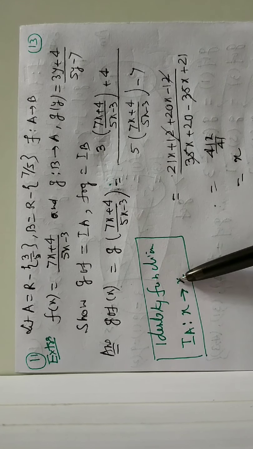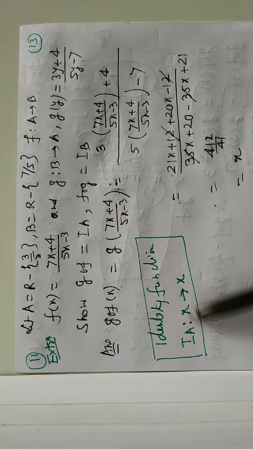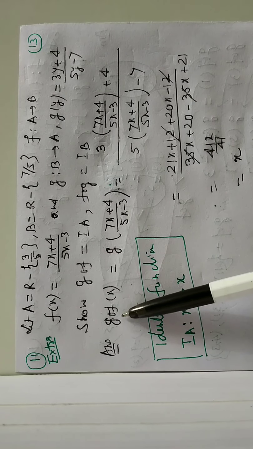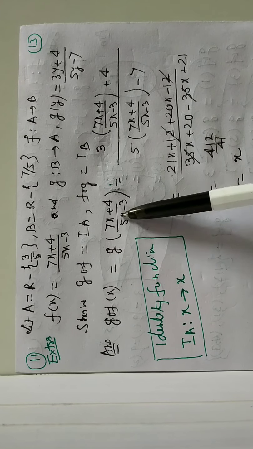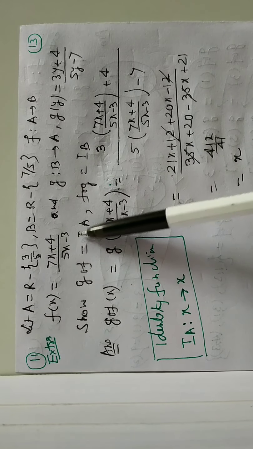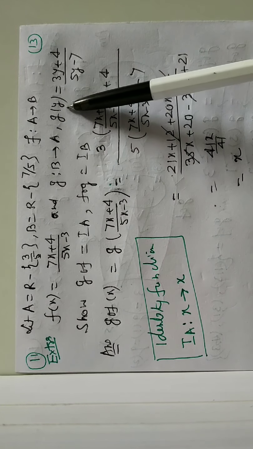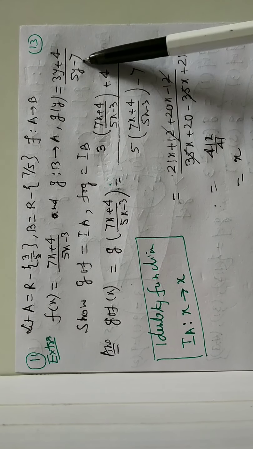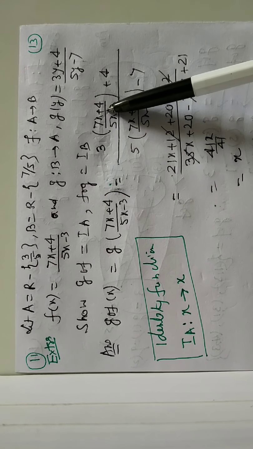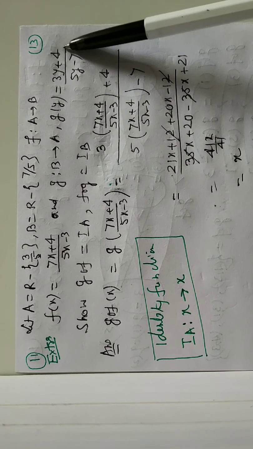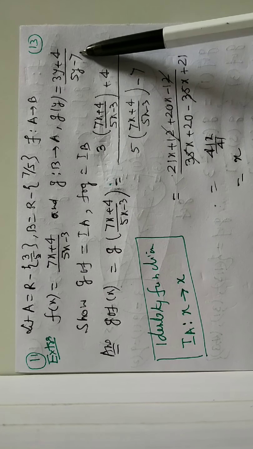x goes to x, 1 goes to 1, 2 goes to 2, 3 goes to 3. If this happens, we call it IA. So starting from FOGX, put the value of fx. fx is already given as 7x plus 4 by this. Now g of y is equal to 3y plus 4 by 5y minus 7. So g of something is equal to 3 into something plus 4, over 5 into something minus 7.